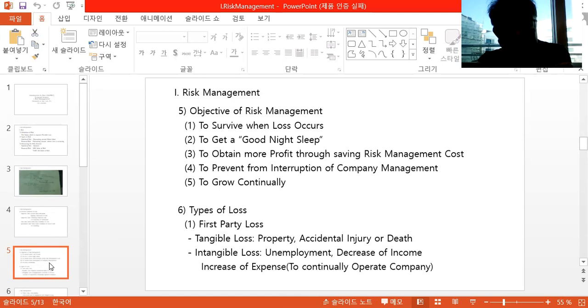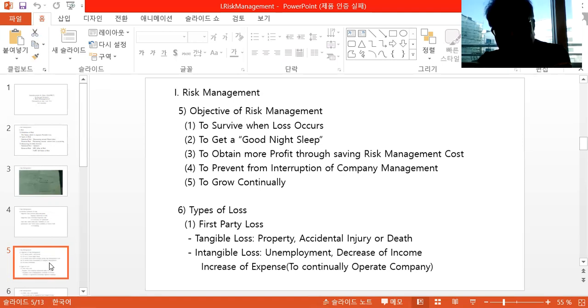There are two types of risk loss. The first one is first party loss. First party loss is the kind of loss you yourself incurred. The first one is the tangible loss, which you can see from outside, like property, accidental injury or death. Intangible loss, you incur loss, but you cannot see it. But it has a monetary value, like unemployment. This is also loss, but you cannot see it.